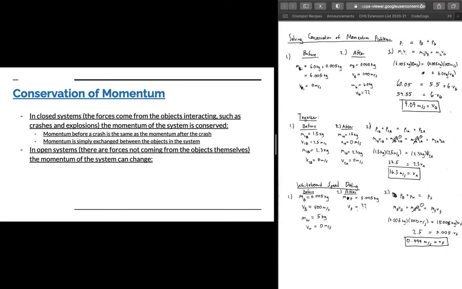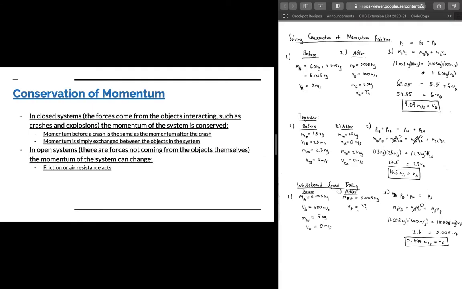In open systems, there are forces not coming from the objects themselves, so forces from outside of the system. The momentum of the system can change. This happens if friction or air resistance acts, very similar to what we saw with non-conservative forces with energy.